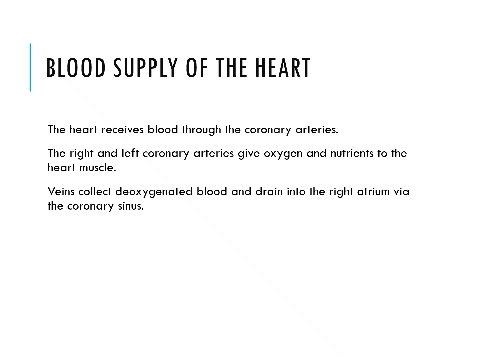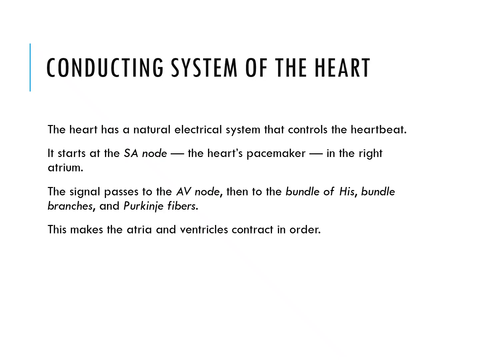Let's now proceed to the conduction system of the heart. The heart conduction system controls the heartbeat through electrical impulses. It includes the sinoatrial or SA node, known as the natural pacemaker, located in the right atrium. It generates electrical impulses that cause the atria to contract. These impulses then reach the atrioventricular node or AV node, which delays the signal slightly to allow the ventricles to fill. From there, the signal travels to the bundle of His, right and left bundle branches, and finally to the Purkinje fibers, leading to ventricular contraction.